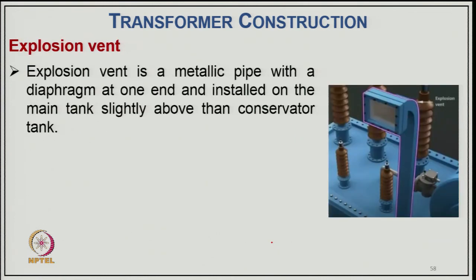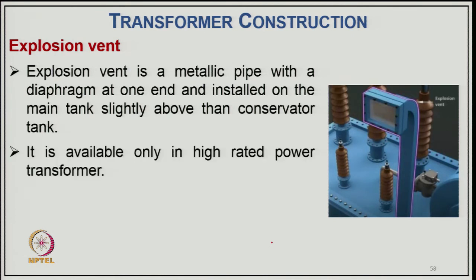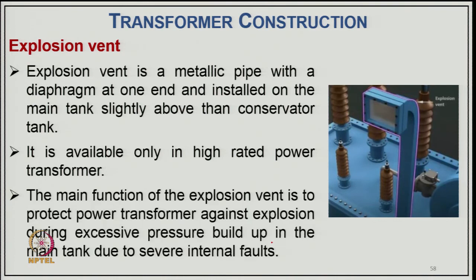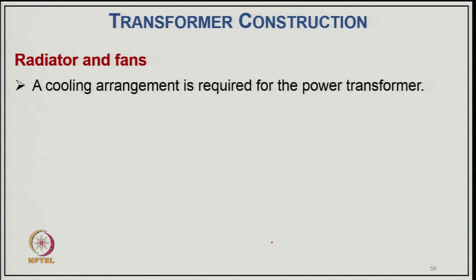Now, this is called the explosion vent. The explosion vent is a metallic pipe with a diaphragm at one end and installed on the main tank slightly above the conservator tank, and it is available only in high rated power transformers. The main function of the explosion vent is to protect the power transformer against explosion during excessive pressure build up in the main tank due to several internal faults.